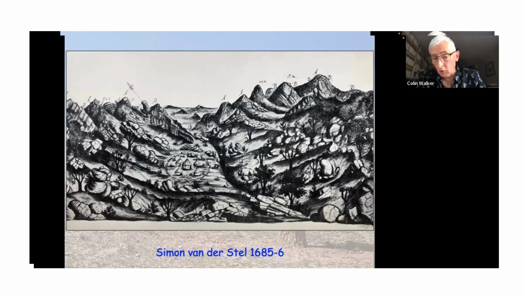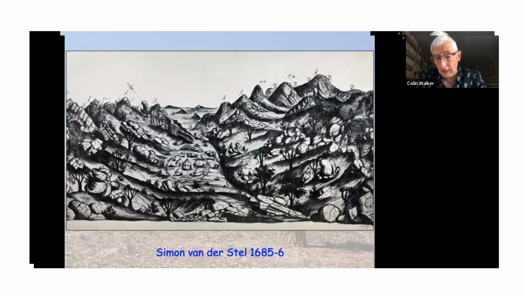Simon van der Stel was the commander at the Cape Colony. Simon van der Stel was quite interested in the natural history of the country he was responsible for, the plants, the animals, the landscapes and the natives and so on. He wanted to organize an expedition north from the Cape Colony to find a copper mine. So in 1685, he set off with a very large entourage to head north from Cape Town.